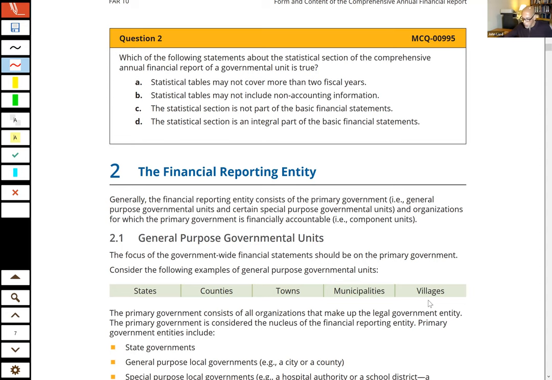Okay, guys, I'm going to go ahead and end the poll and share the results with you. Most of us got this right. And they say, which of the following is true? Which means the rest of them are lies. The statistical section is not part of the basic financial statements. Basic financial statements is that financial section, right? The statistical section is its own section.